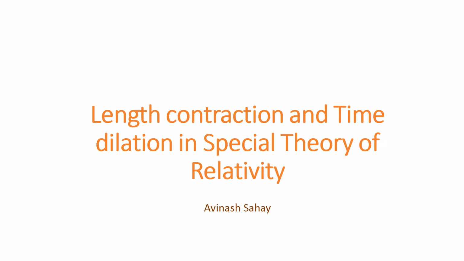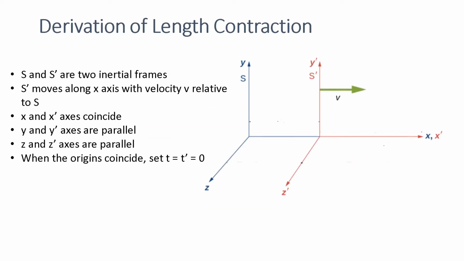I am going to explain how to derive length contraction and time dilation formulas in special theory of relativity from Lorentz transformation. Then we will solve some problems on length contraction and time dilation. Consider two inertial frames S and S prime.